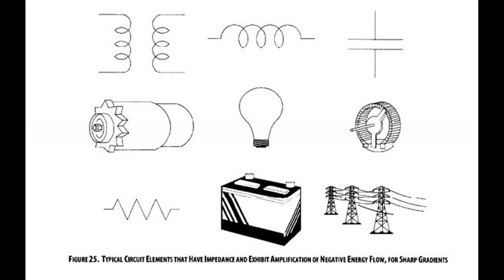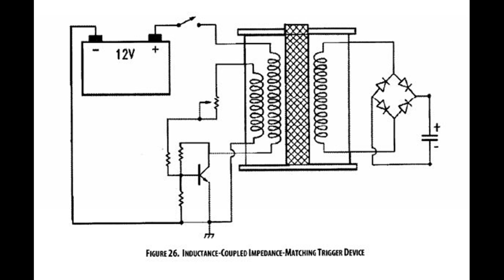Figure 25 shows typical circuit elements that have impedance and exhibit environmental amplification of their negative energy flow, when sharp gradients, pulses, are used. Figure 26 shows a schematic of a first part of the system, being an inductance-coupled impedance matching oscillator trigger device. A trifilar inductive coupled transformer section also acts as a negative impedance and an environmental amplifier for negative energy, even though for positive energy it is a 1-to-1 type winding.